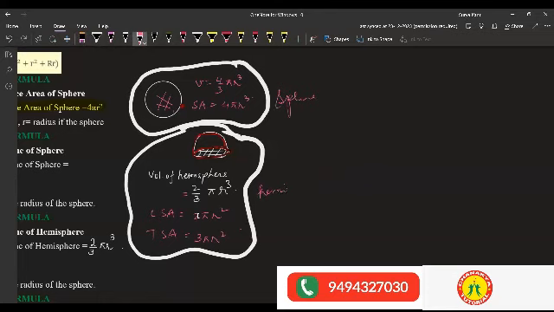I'll tell you the easy way to remember this, okay? So volume you can remember easily: 4 by 3 pi r cube and 2 by 3 pi r cube. When you are talking about surface area, meaning curved surface area, only the numerator you have to see. So the numerator is 4 pi r square. Sorry, cube is not there, children. This is square, not cube.